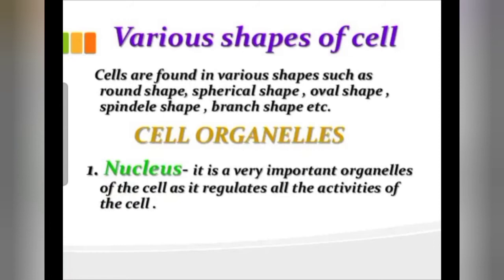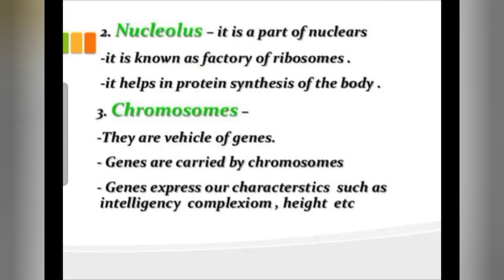So now we'll discuss the most important cell organelle, that is the nucleus. It is a very important organelle of the cell as it regulates all the activities of the cell. It is called the brain of the cell because it controls all the metabolic activities of the cell. It is composed of a double layered covering called the nuclear membrane. It has numerous pores called nuclear pores. They transfer the material from inside the nucleus to the cytoplasm.